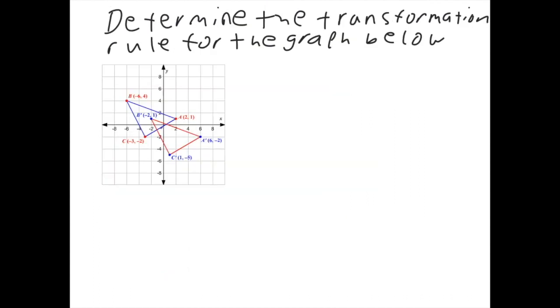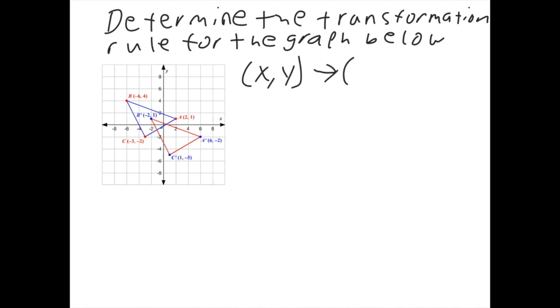So for the next example, they want you to look at the translation that's happening. They show you a triangle ABC, and then a triangle A prime, B prime, and C prime, and they want you to figure out what is the rule. So remember, the rule is shown x, y, and then with an arrow, and you have to say what the rule is.